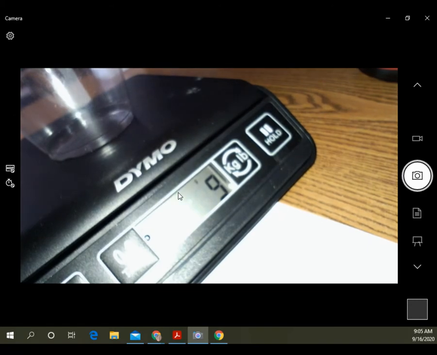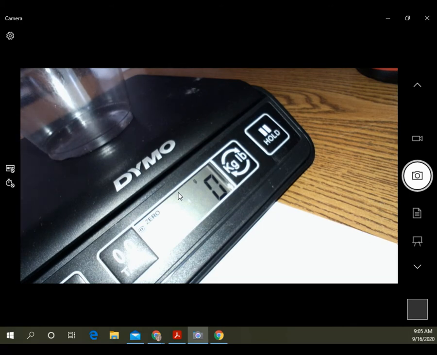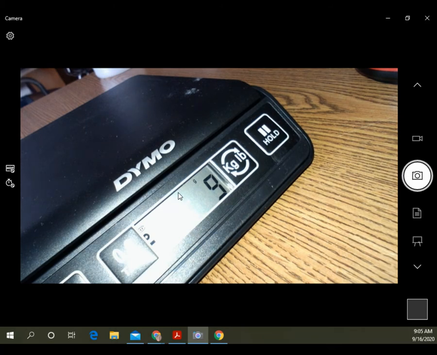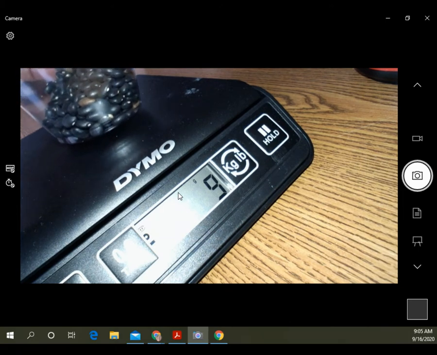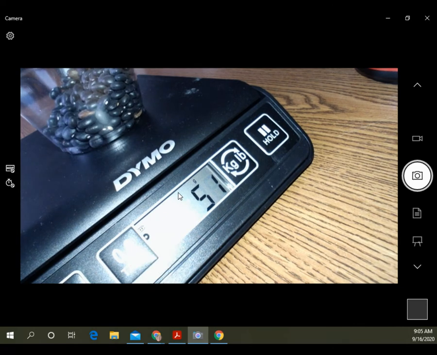Okay. So our plastic cup actually has 9 grams, but we're gonna hit tare, and that's gonna zero it out so that when I put the beans, I'm gonna put the black beans in there first. Hopefully I don't make a giant mess. So that has a negative 9. It's going to go ahead and take away my plastic cup for me. So the mass of my black beans is 51 grams, and I need to record that in my data table.